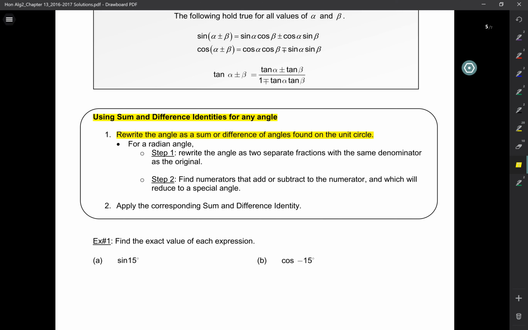All right, so what if you have a radian angle? So what if you have pi over 12? I find that students have a little bit more difficulty with that. Now you need to find two angles on the unit circle that add to pi over 12. Here's how to break it down. For a radian angle, rewrite the angles as two separate fractions with the same denominator, and then find numerators that add or subtract to the numerator and which will reduce to a special angle. It seems more complicated than it is. Finally, we apply the corresponding sum and difference identity.